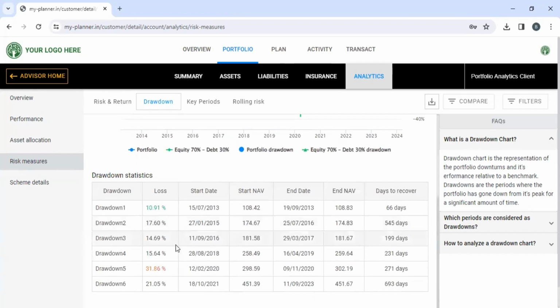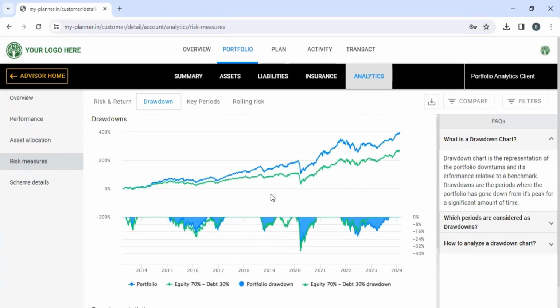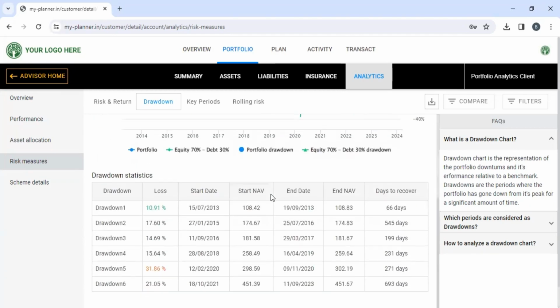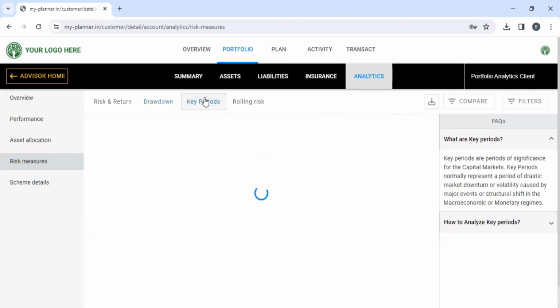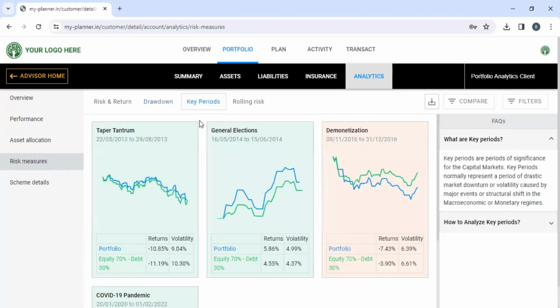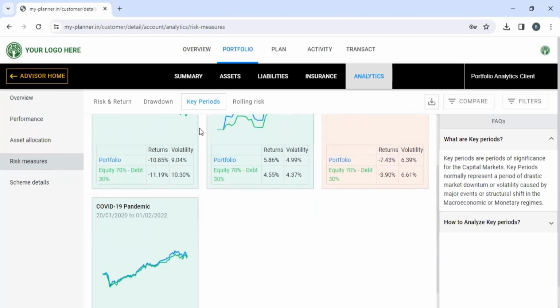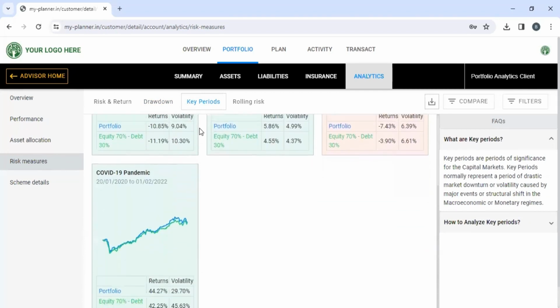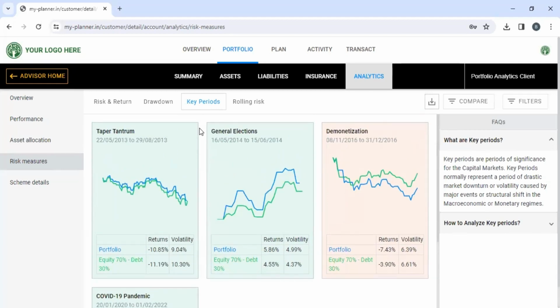The way we have counted these drawdowns is those which are more than 10 days and not more than 10%. Those we count as drawdowns. And these are some statistics on those: how many days it took to recover, what was the loss, what are the start NAV and end NAV, those sorts of things. Key periods, again, is a retrospective. We are looking back at how the portfolio performed in very specific periods in the mutual fund industry where geopolitical or structural changes had a turbulent effect on the market, and how our portfolio compared to the given benchmark in that period.